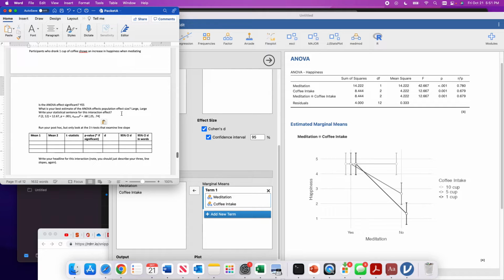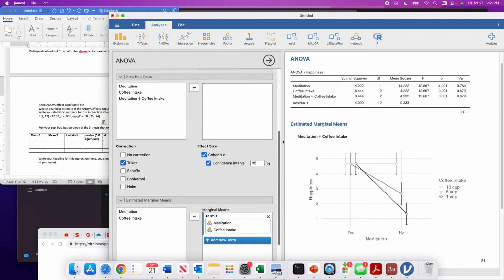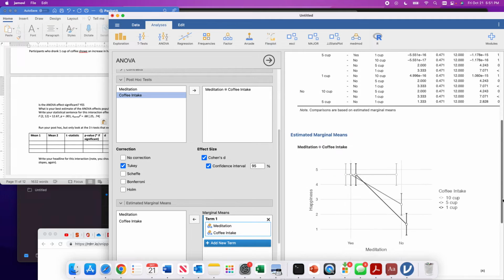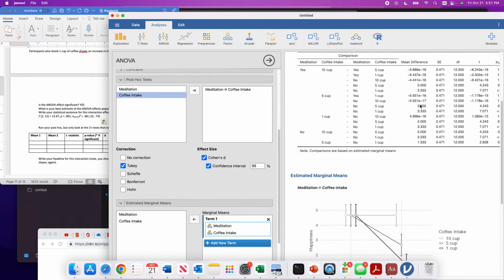Boom. All right. Run your post hoc test, but only look at the 3 t-tests that examine the line slope. I think that's really important here. So now when we go in, we throw our interaction effect in for the post hocs, right? Like these ones, I don't worry about the sign.